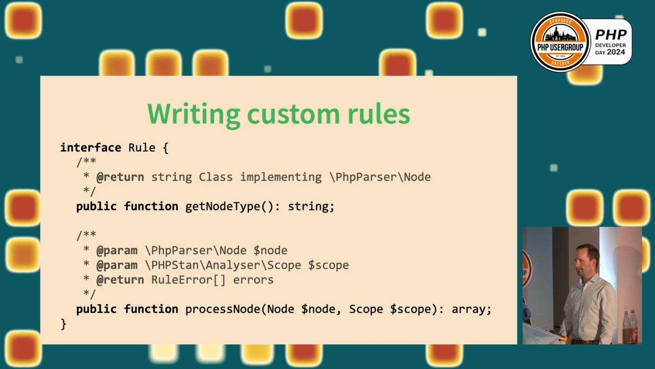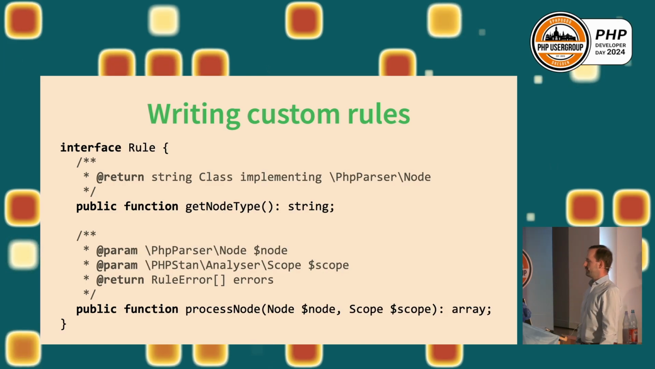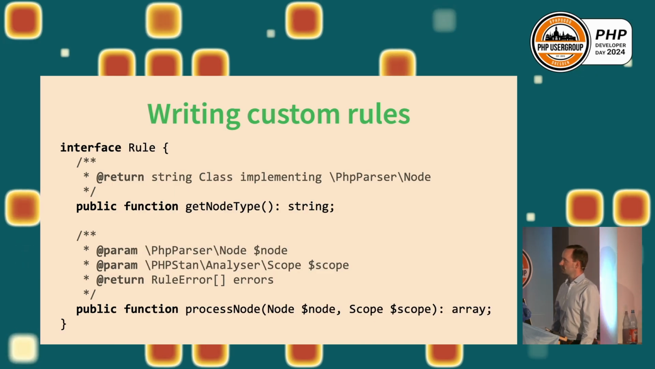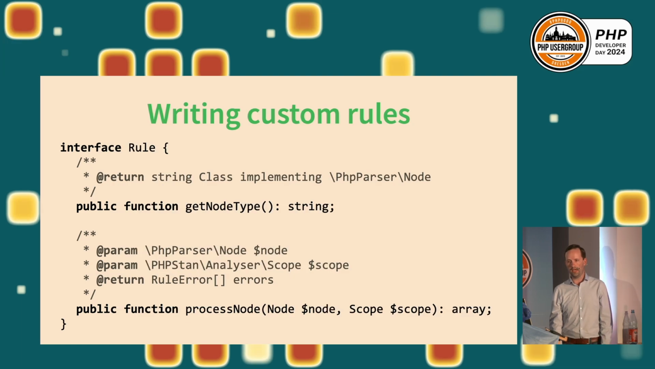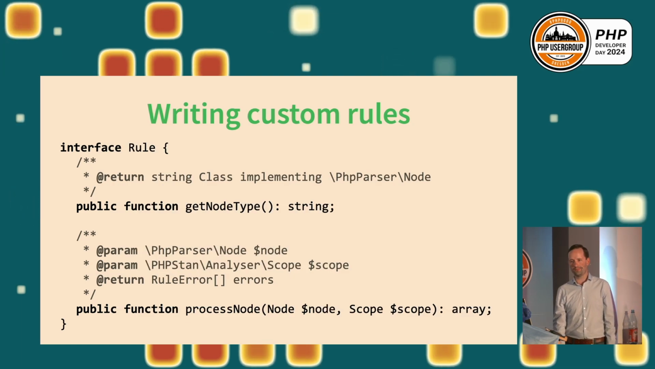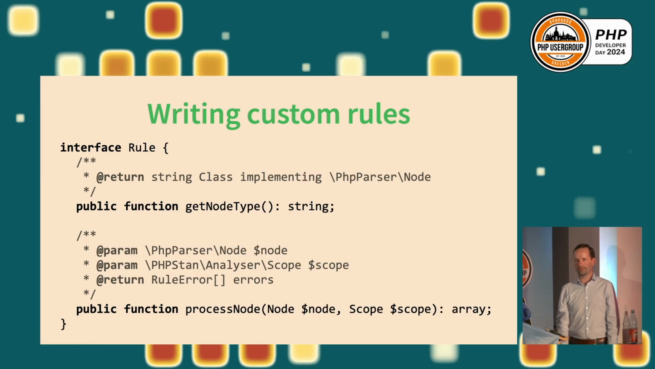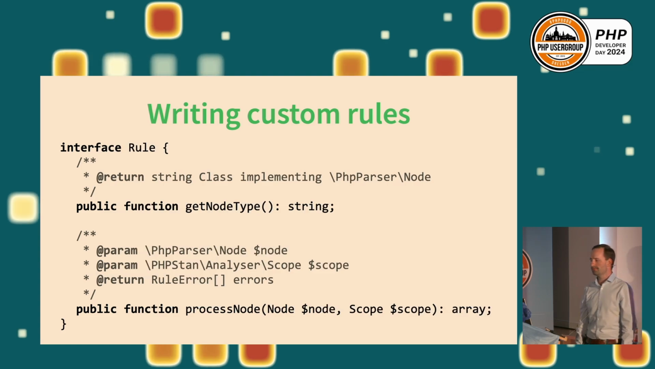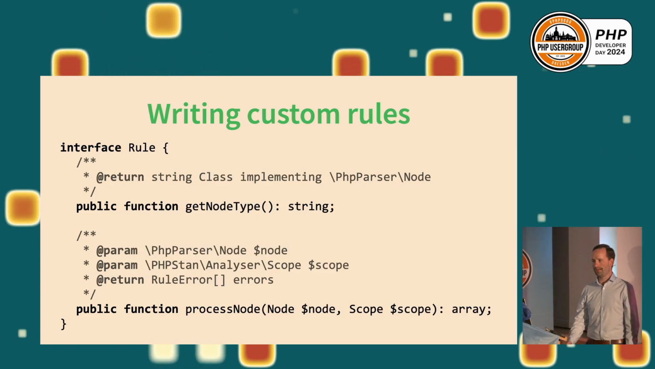All right, if you want to write a custom rule, you need to implement this interface from PHPStan. It has two methods. The first method tells us what node type are we interested in. So this method is supposed to return the class name of the node that we are interested in. And the second method is called for each node in the analyzed source code that matches the node type that we registered our rule for.